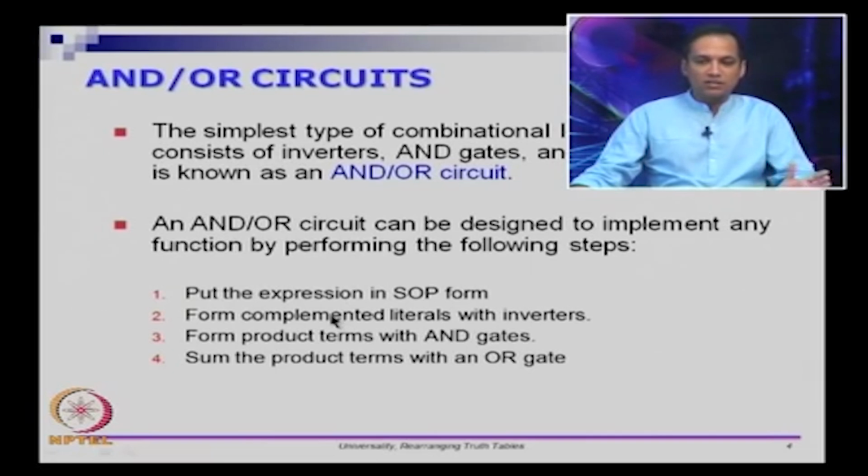So the process is, you start with an SOP, which has various product terms that may have complemented and uncomplemented literals. Wherever you have complemented literals, use inverters and connect them using an AND gate, and you have various product terms now. Connect them using an OR gate, and you have an AND OR circuit.